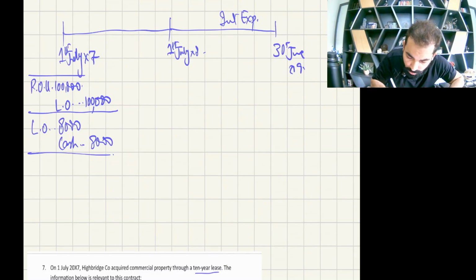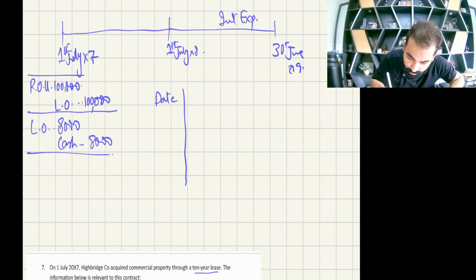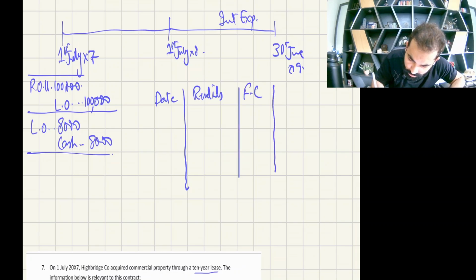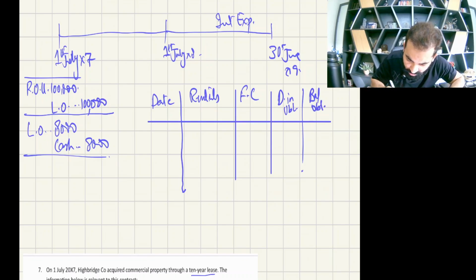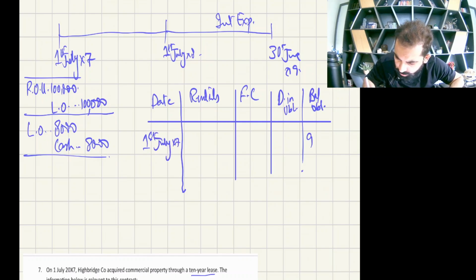So hope you remember the columns: date, rentals, finance charge, decrease in obligation, then you have balance obligation. Now listen. First of all, on 1st July X7, you will be starting it with 92,000.